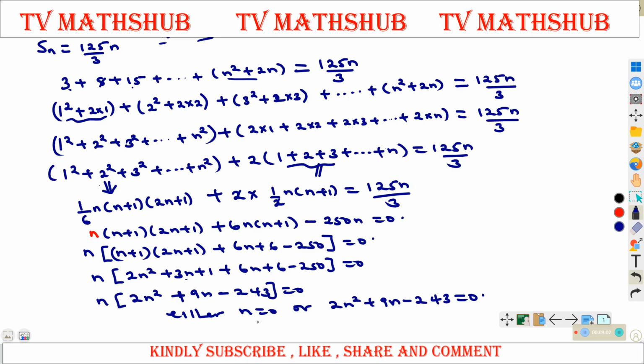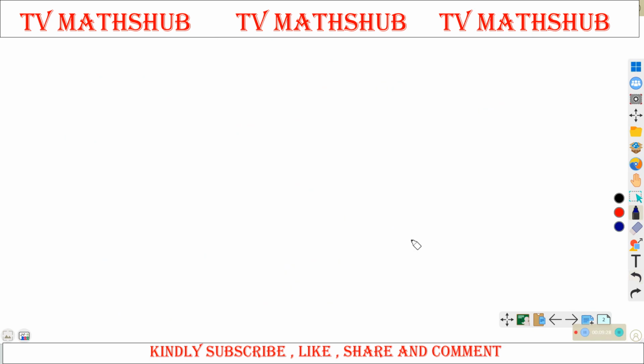But since n will be representing the number of terms that we shall be having, of course n cannot be 0. Otherwise it will not make any meaning here. So n equaling to 0 will be ignored. So we shall ignore n equaling to 0, then we deal with this given expression. So let us deal with that given expression: 2n squared plus 9n minus 243.